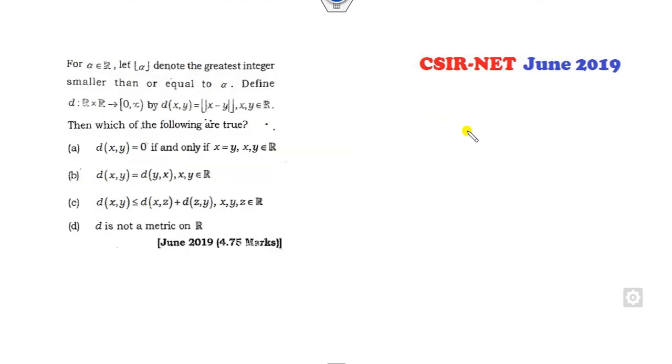Let alpha be there. This is my greatest integer smaller than this, and the metric is defined as x minus y of this. Then which of the following statements are correct? I think very simple. What is that? d of x comma y is 0. We all know this number will be 0 when x lies between here.